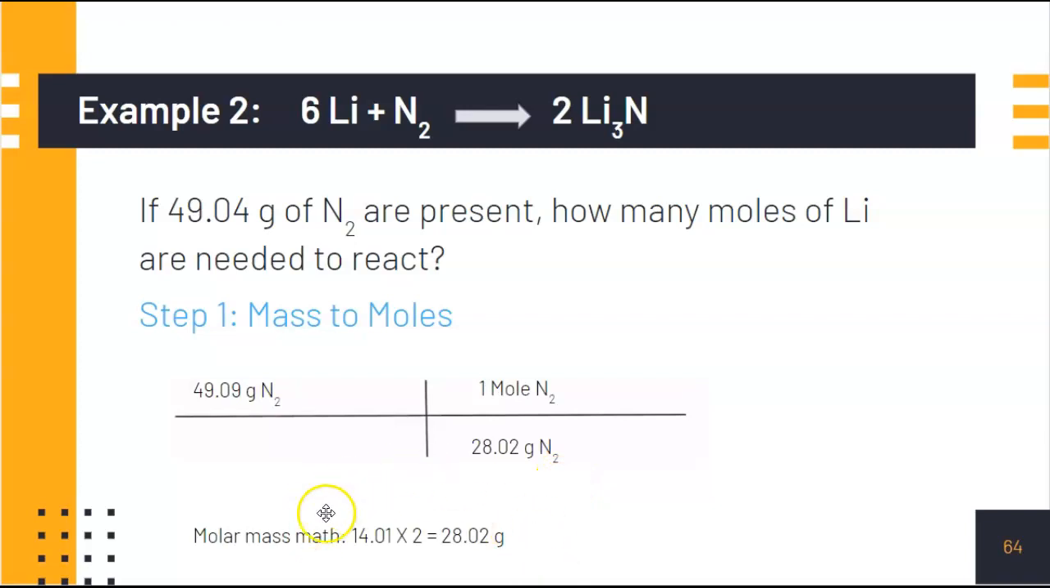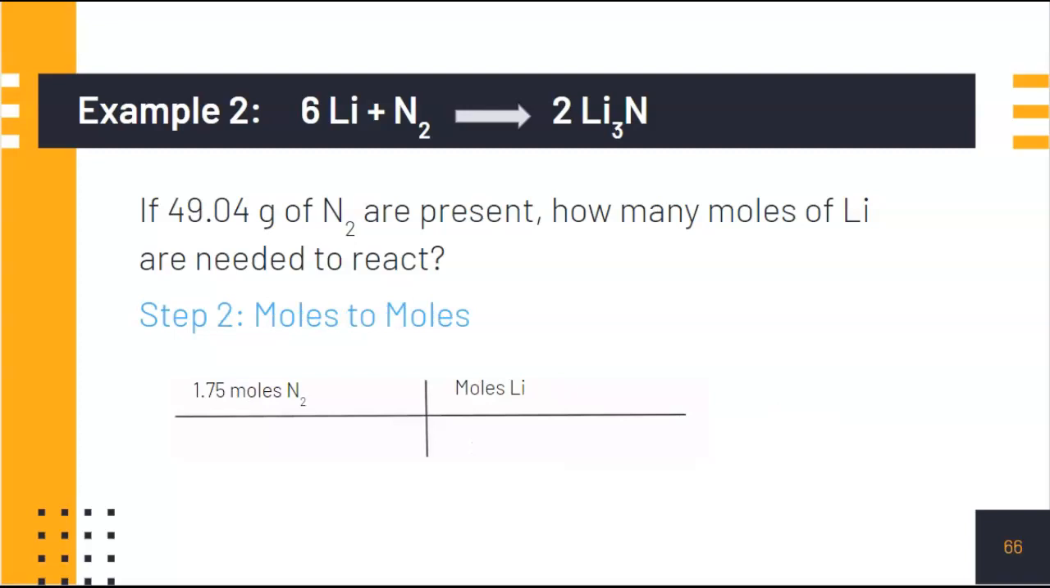Okay, here's the math if you'd forgotten, but we did it in the last problem. There it is. Basically I'm dividing this number by this number to get 1.75 moles of nitrogen. Great, now I've got moles. And now for this next step, I can go from moles of nitrogen to moles of lithium using my balanced chemical equation. That's exactly what I'm going to do.